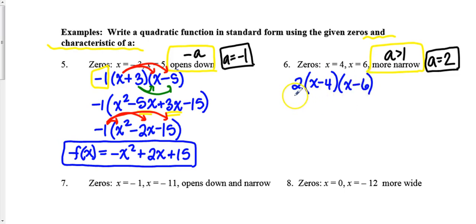Just like last time, we're going to leave 2 alone. Oh, if you want to highlight it so you remember where it came from, the fact that a has to be more narrow. Leave 2 outside, and please work on distributing x minus 4 times x minus 6. Once again, while you're working on your paper, I will work here. Please don't look up until you're ready to check answers. If you know you're going to need a couple extra seconds, press pause if you hear me talking and you're not done yet.